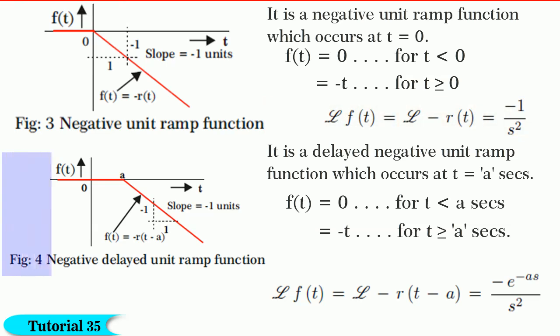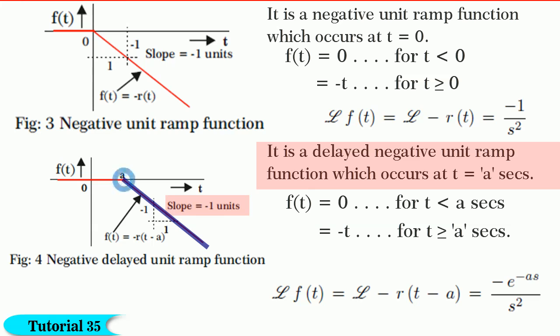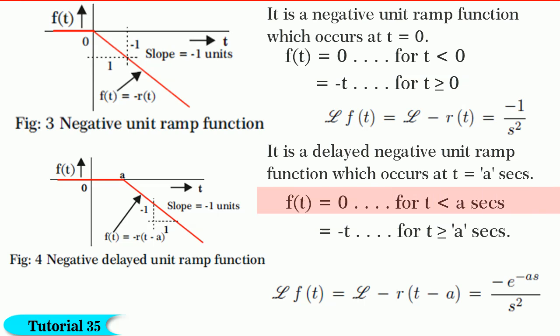Friends, consider another negative ramp shown in figure 4. It is a delayed negative unit ramp which occurs at t is equal to a seconds. Note, it has a slope of minus 1 unit. So, it is represented as f of t is equal to minus r of t minus a. Its mathematical model is f of t is equal to 0 for t less than a seconds and is equal to minus t for t greater than or equal to a seconds.